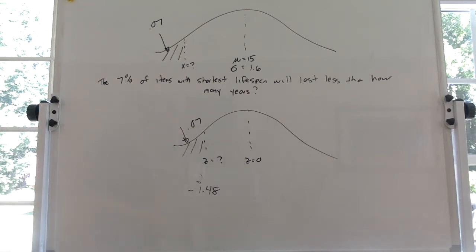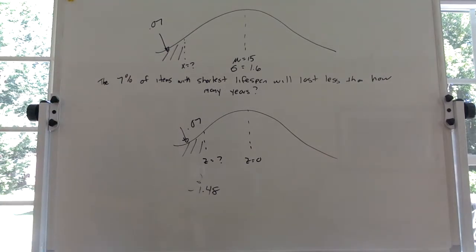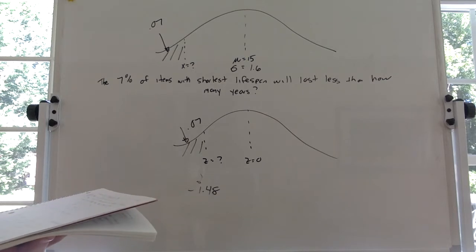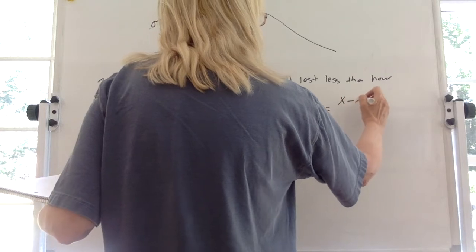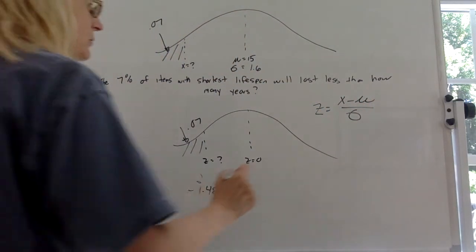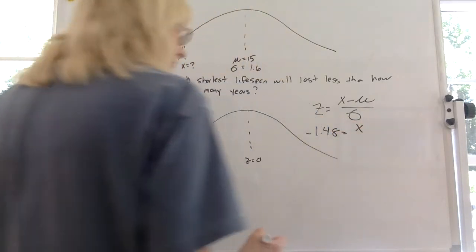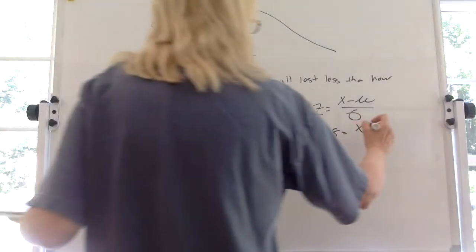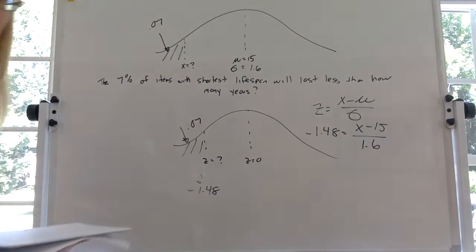But that's not a number of years, right? Z equals negative 1.48. We want to find the x. We want to find what number of years corresponds to a z of negative 1.48. So same thing, guys. You just go back to your old standard formula for z. This time you know the z. We did a problem like this before. You don't know the x. That's what we're looking for. The mean is 15. The standard deviation is 1.6. So it's an algebra problem now.